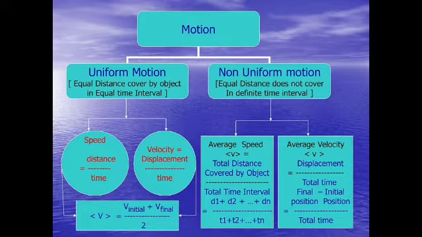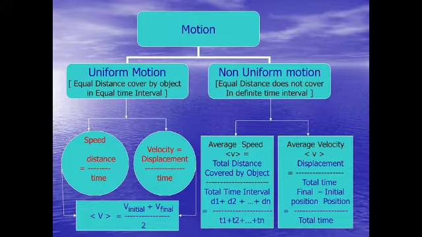Generally in day-to-day life we take examples of non-uniform motion. All the events taking place around us are examples of non-uniform motion. Now in uniform motion, we take speed as distance upon time, or velocity as displacement upon time. In that case the average speed is given by v1 plus v2 upon 2, or average velocity is given by v initial plus v final upon 2.